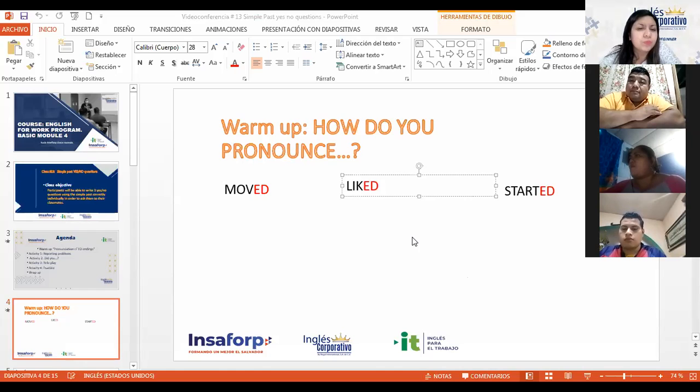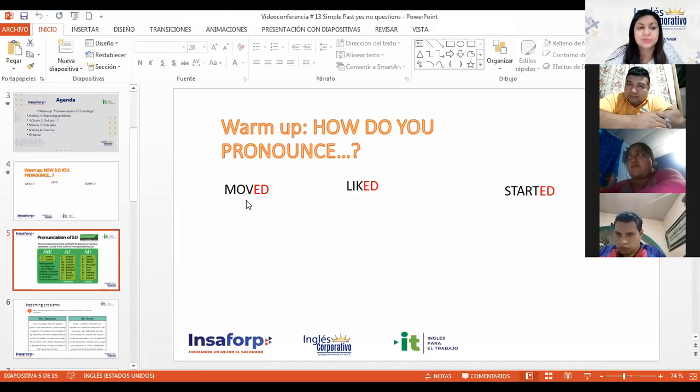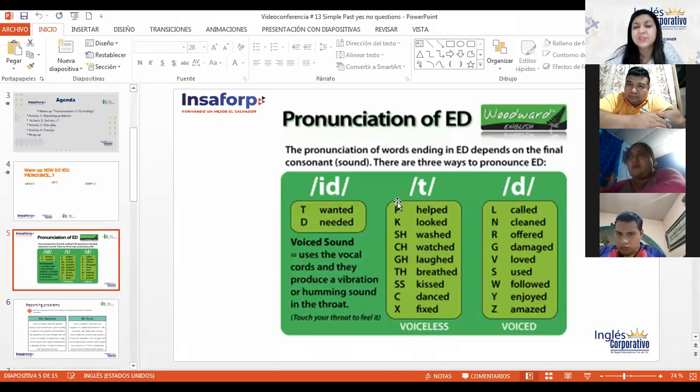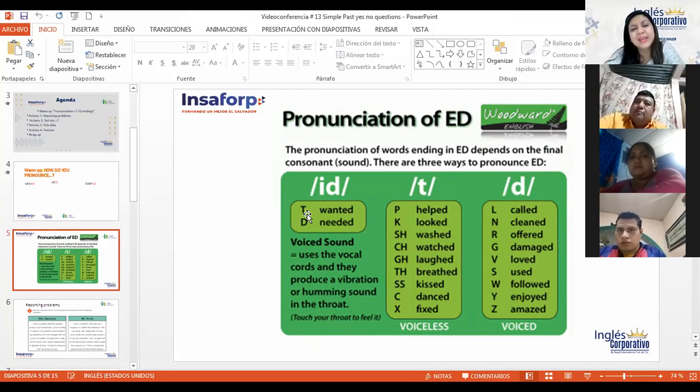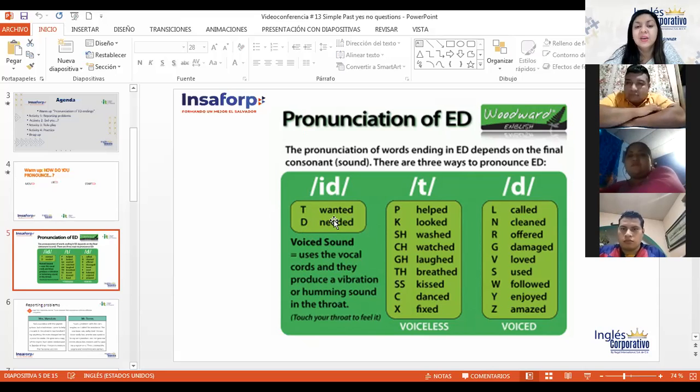So, there are three forms in which the ED endings of the verbs are pronounced. The three forms are these ones: id, t, and d. For example, for verbs that end in t and d, when you add ed, the pronunciation is like id. For example, wanted, needed, decided, started, visited, etc.